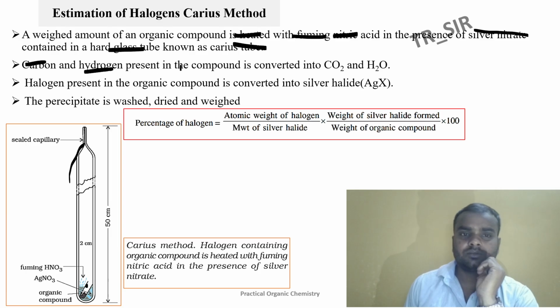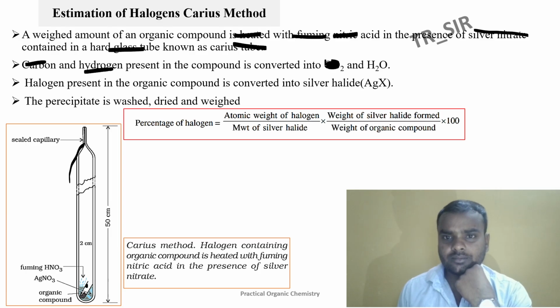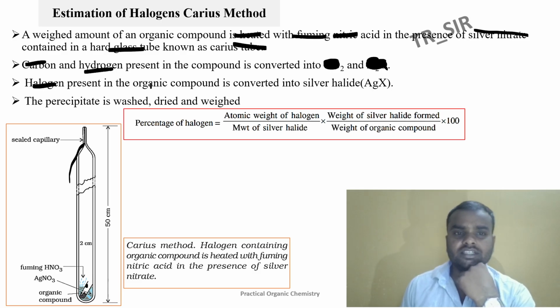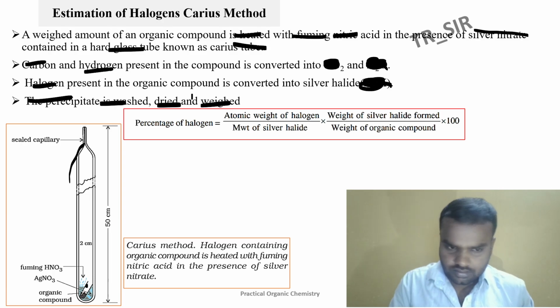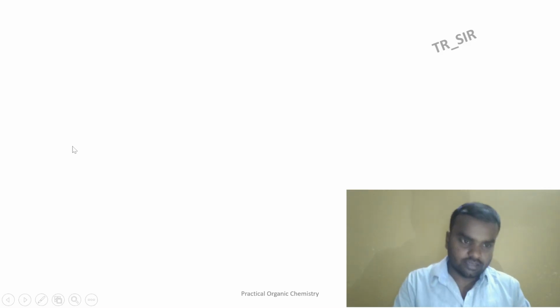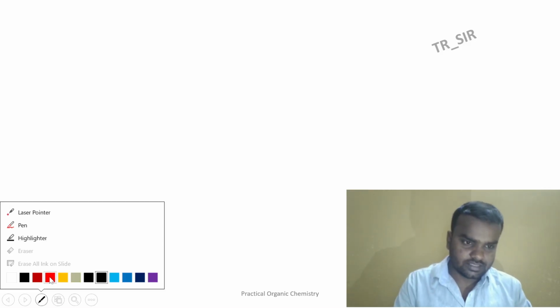The carbon and hydrogen present in the compound are converted to carbon dioxide as well as water. Halogen present in the organic compound is converted into silver halide, right? The precipitate is washed, dried and weighed. We can get the percentage of halogen. Now we'll see in detail how to get this in a particular case.